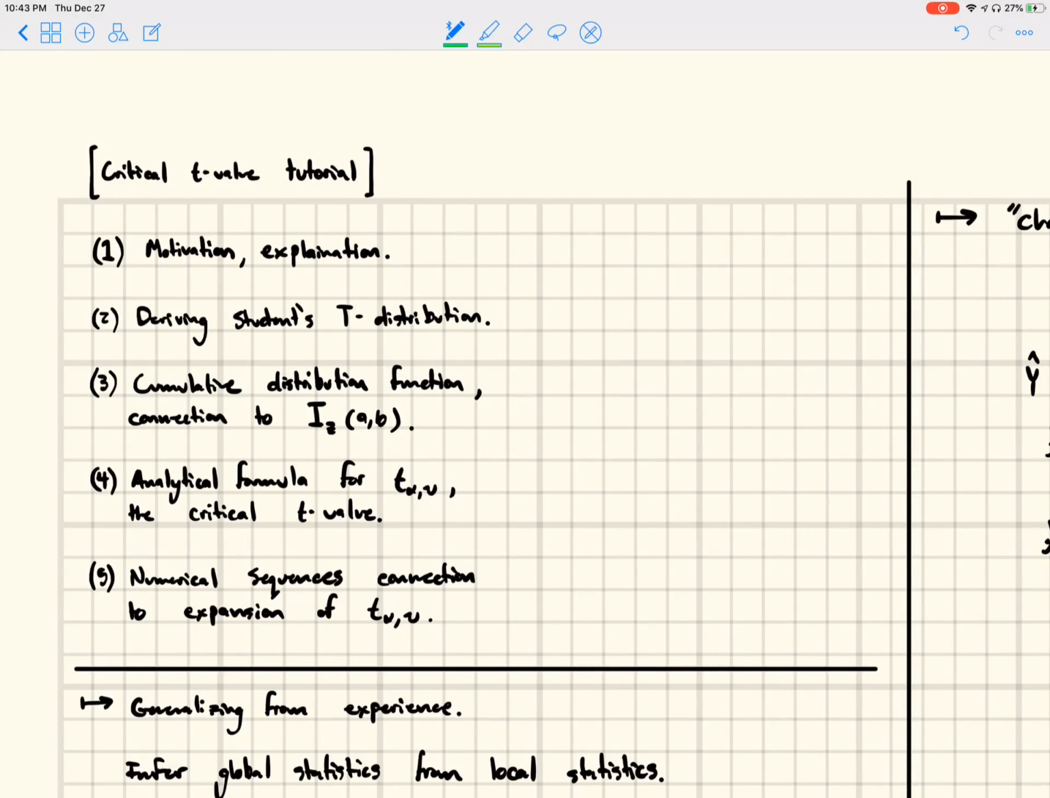Okay, welcome back to the third part of this five-part tutorial where we derive the critical t-value for Student's t-distribution. In this third part, we're going to look at the cumulative distribution function for Student's t-distribution, and we're also going to look at its connection to what's called the regularized incomplete beta function, that is I sub z of a and b.